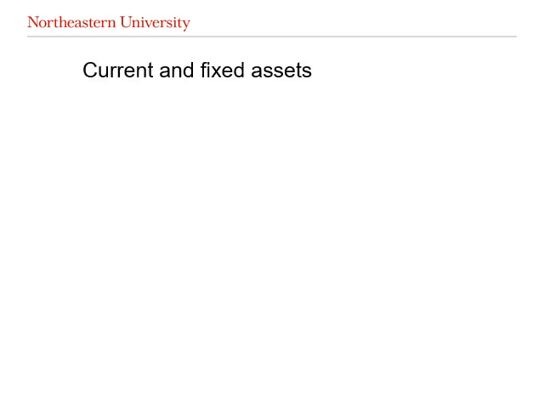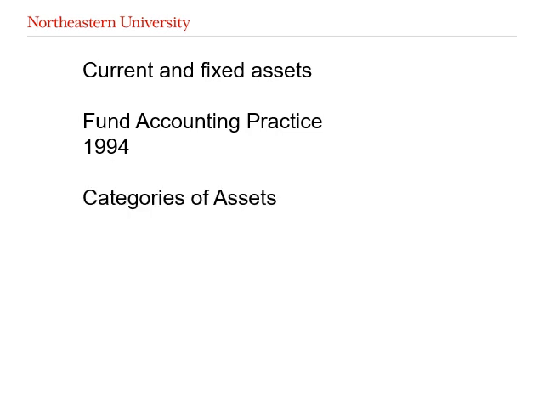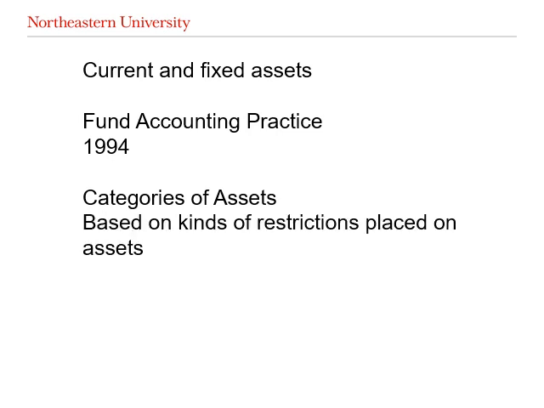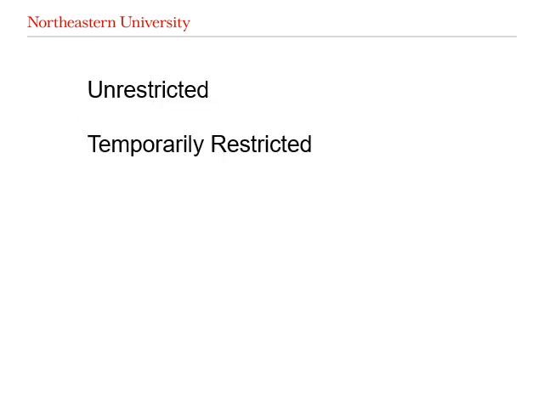Last week, we looked at one way to examine assets as current assets or fixed assets. This week, we're going to look at a way to examine assets through what's called fund accounting practices, which were instituted and standardized in 1994. And they break up assets into 3 categories based on the kinds of restrictions that have been placed on these assets. There are unrestricted assets, temporarily restricted assets, and permanently restricted assets.